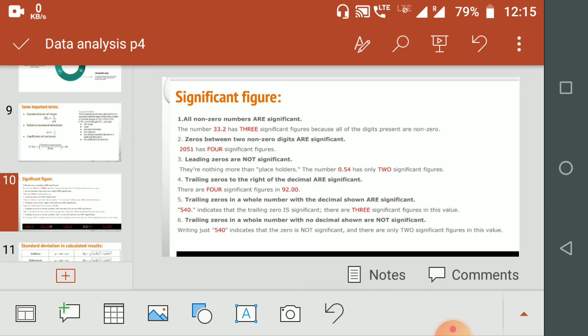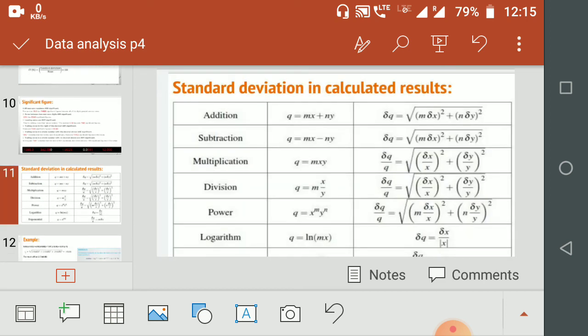And then standard deviation in calculated results. For addition, q equals mx plus ny. In terms of delta, we have a similar formula: delta q equals under root of (m delta x) squared plus (n delta y) squared. For subtraction, q equals mx minus ny, and delta q equals under root of (m delta x) squared plus (n delta y) squared.